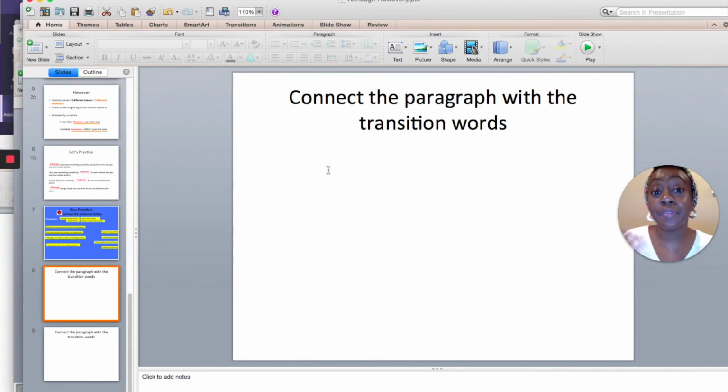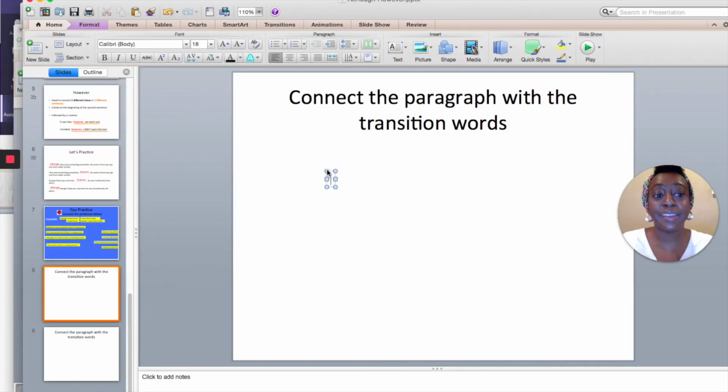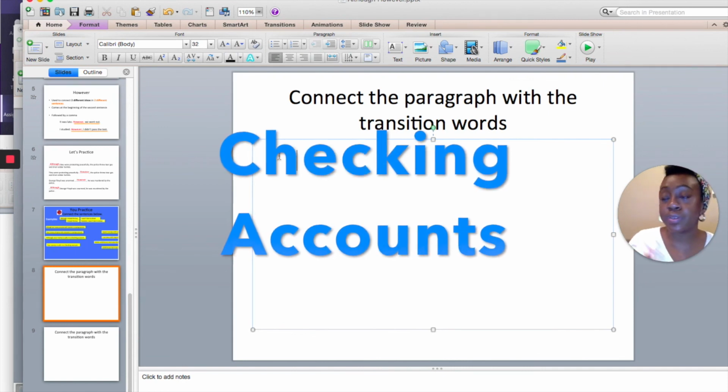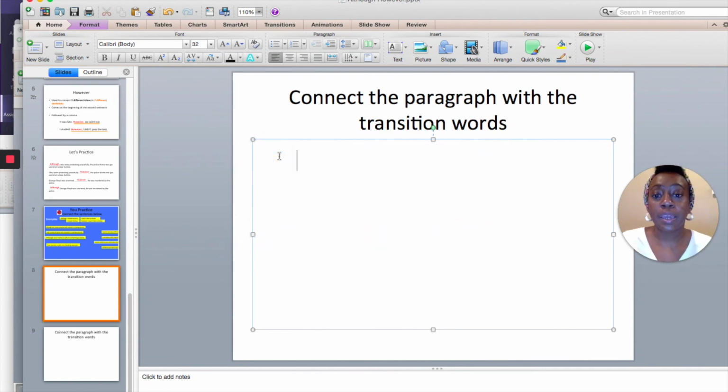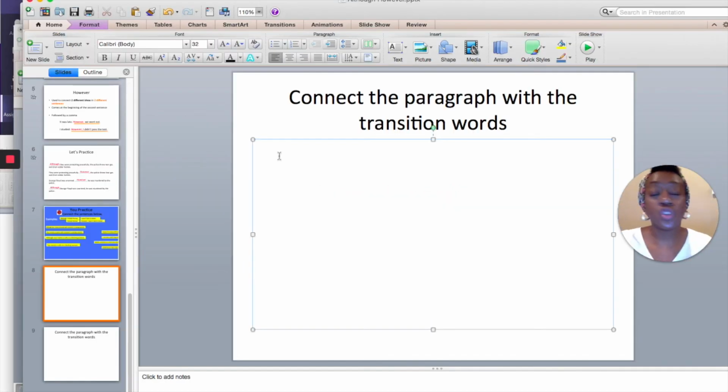So you need to have your outline, your outline from before, and we are going to start writing our paragraph. Okay, so I'm going to start with checking accounts. The topic sentence says, what do I need to know about checking accounts? So I'm going to type that here.